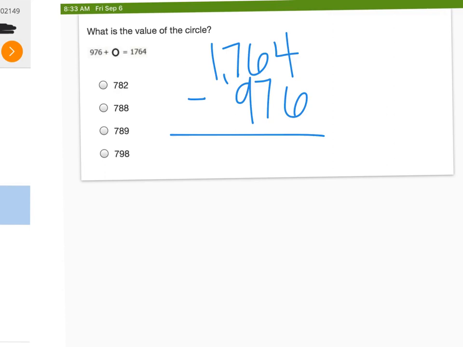Now, we're going to start with our ones place. You cannot take 6 away from 4, so I need to regroup. This 6 is going to become a 5. This 4 is going to become a 14.